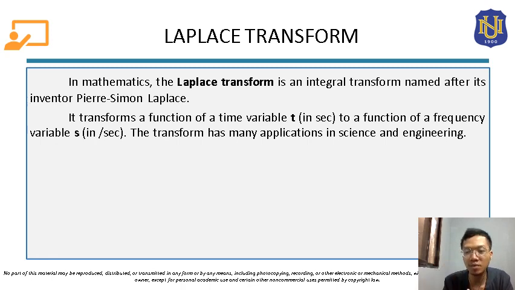For this topic, the given function here is a function wherein the variable is t. That is time, and since that is time, the unit for that is second. So what we're going to do with this function is transform it into a function wherein the variable is variable s. And that variable s is a frequency variable, and since it is frequency, the unit for that is per second. That function in a frequency variable is the Laplace transform.